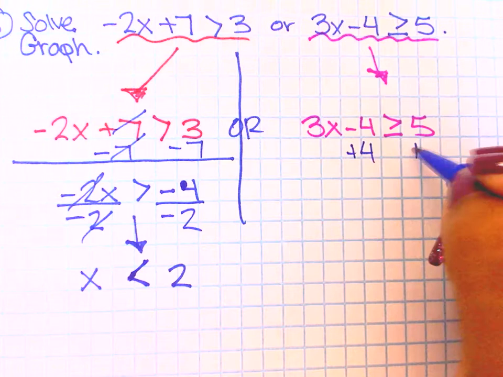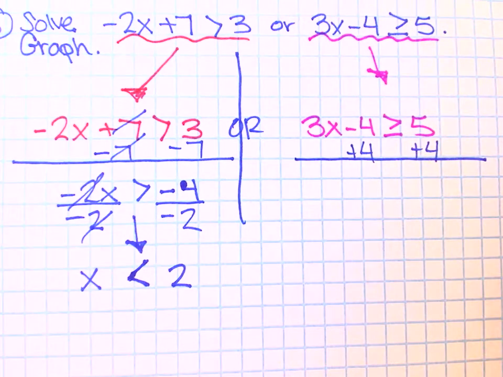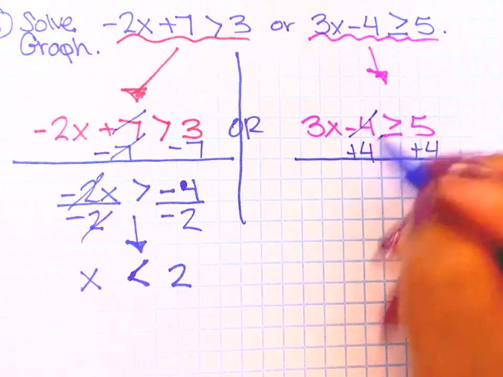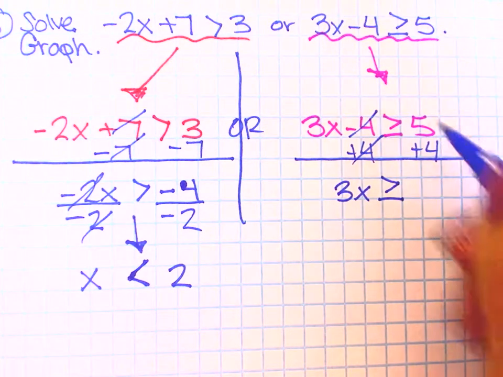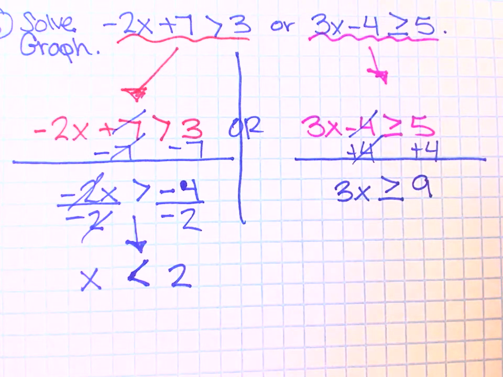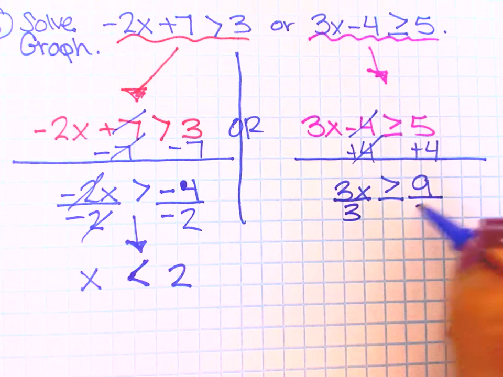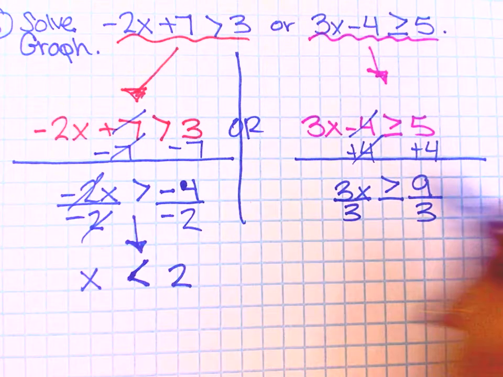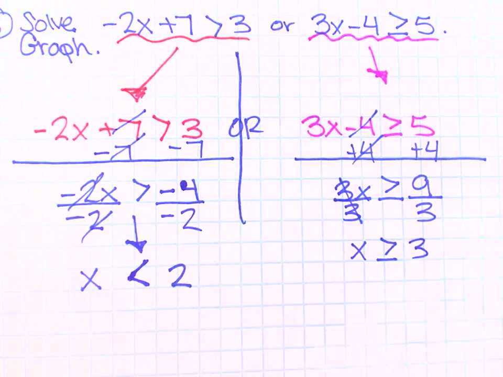I'm going to add 4 to both sides. Draw my line under. My 4's cancel. 3x is greater than or equal to 5 plus 4 is 9. I divide by 3 on both sides. 3's cancel. X is greater than or equal to 3.